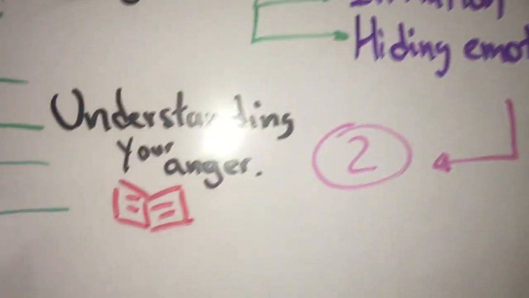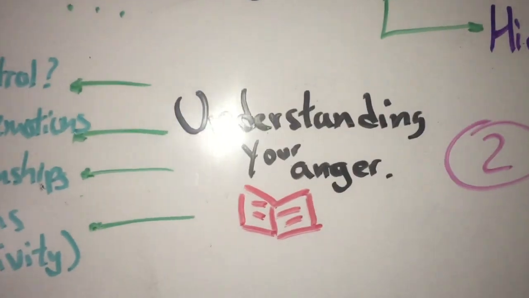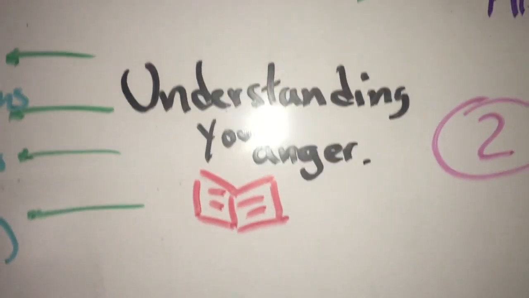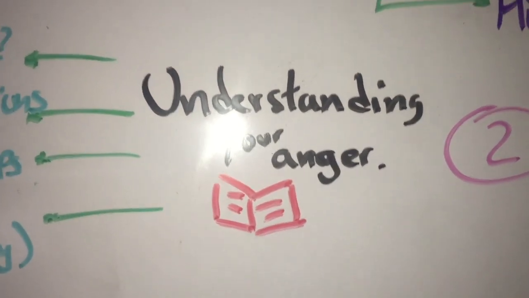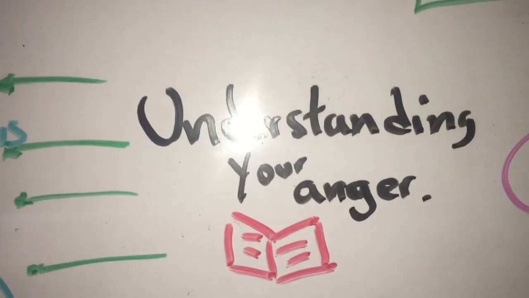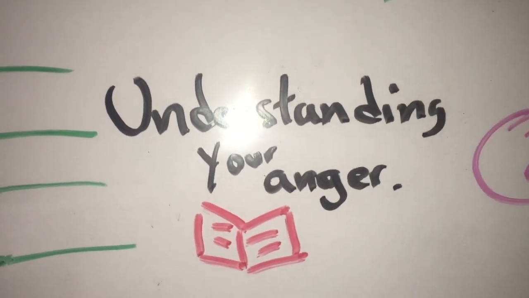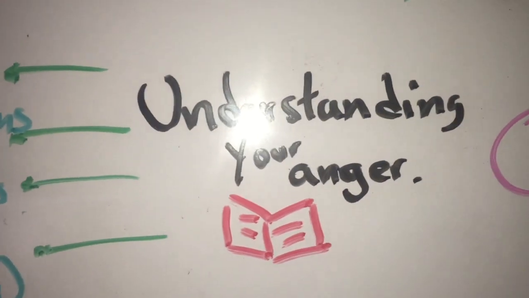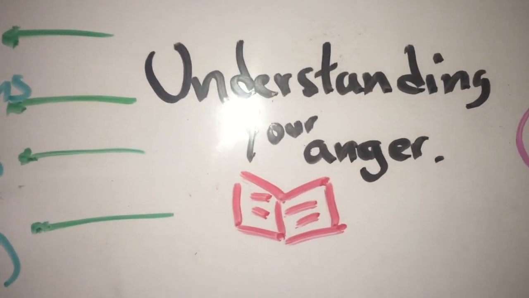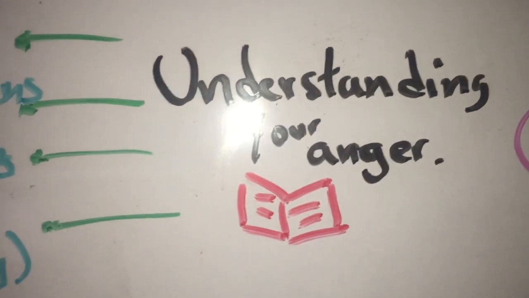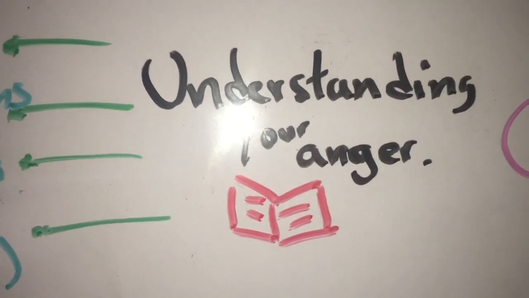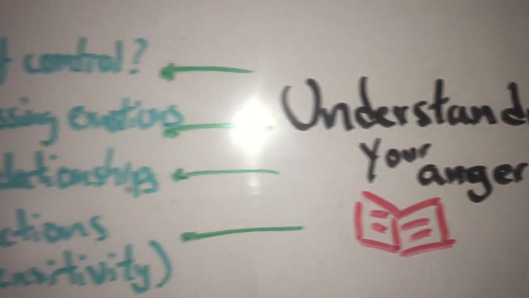Our second step will be understanding your anger. This is important considering that to solve it, you need to understand yourself. To know how to reduce your anger, you need to know how it works, what it means to be an angry person, and finally, how it expresses in yourself, because each person is different.